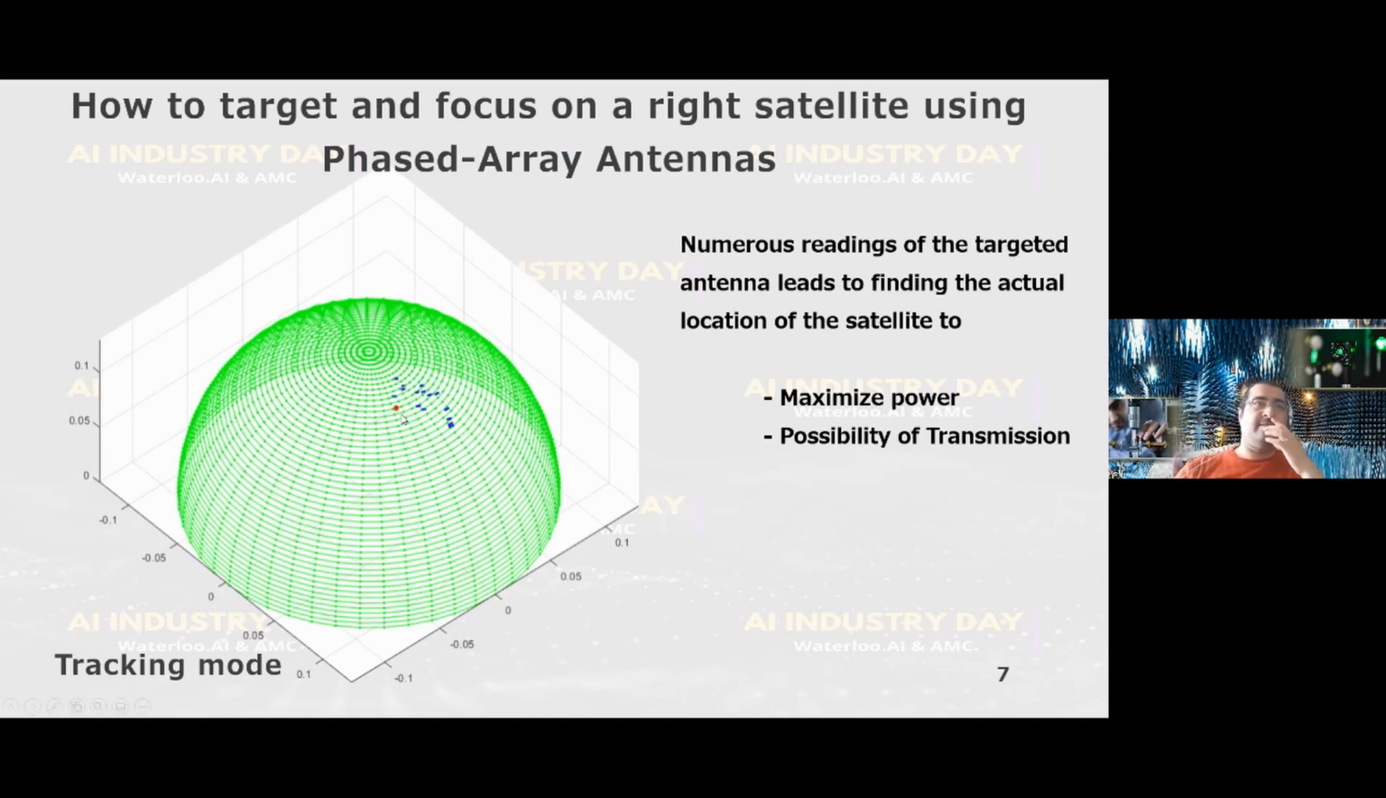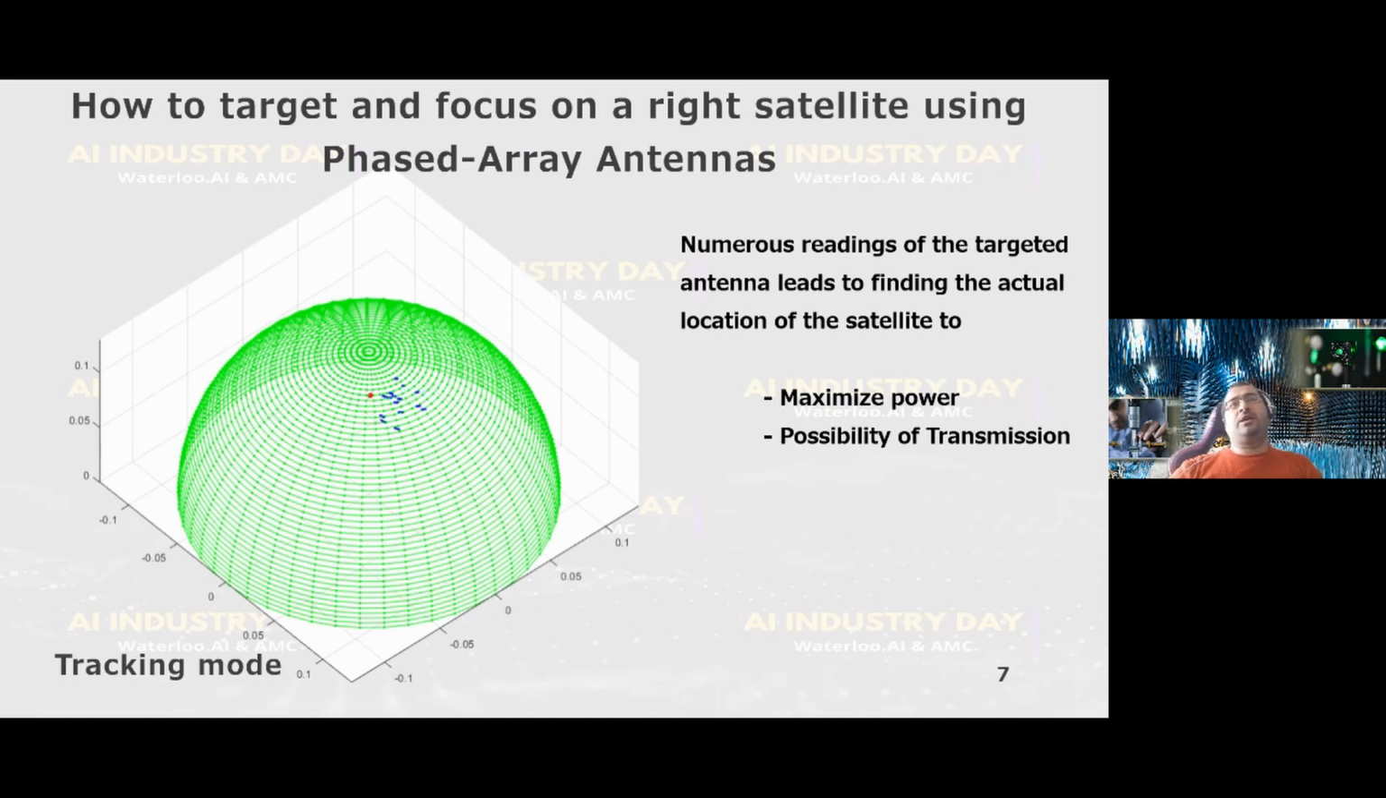As you can see here, we have this small red dot. This is the location of the satellite, which I'm showing on this green dome. And these are the receptions that we are seeing. We don't know where the satellite is. Based on the received signal, we will improve our orientation and improve the direction that we see the signal from, and then improve it further and make sure that we are actually looking at the correct satellite.